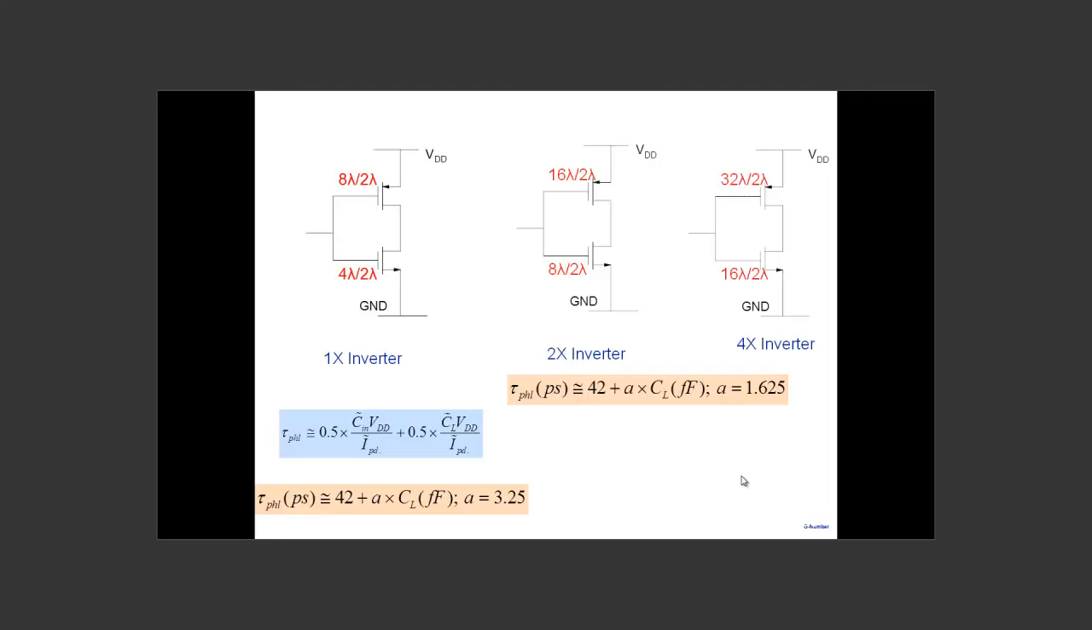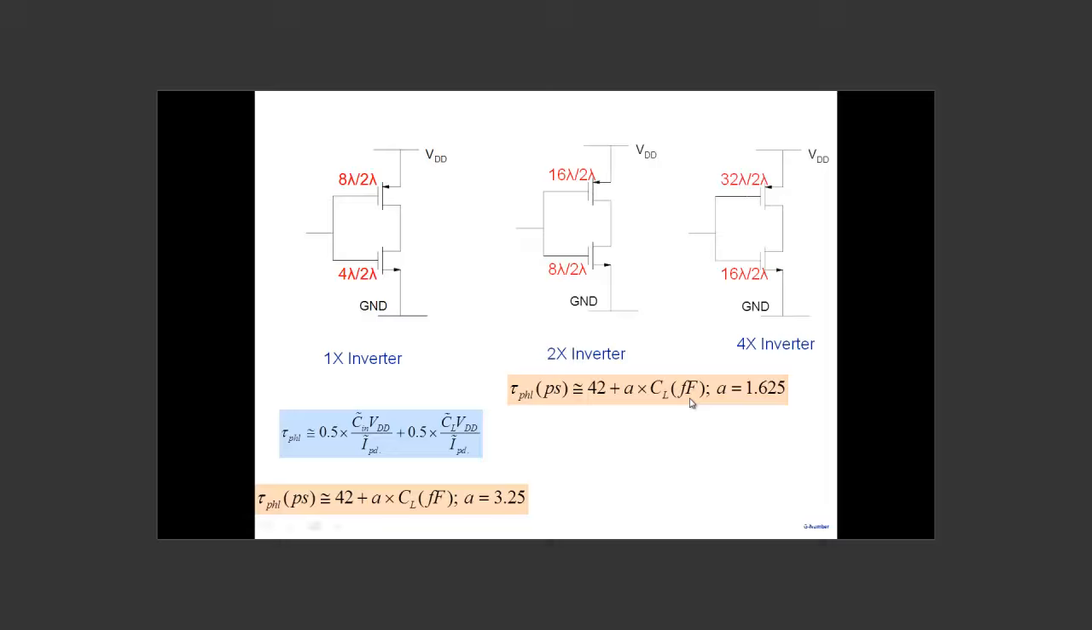Now, the issue is, why don't I make my inverter stronger and stronger, 4x and 8x? One is, of course, the area is increasing. As I go from 1x to 2x to 4x, the area of my inverter is increasing. So area is always important for us. But in terms of delay, you are saying, well, delay is improving. The intrinsic delay is remaining the same, and its ability to drive load is actually improving. So delay-wise, it appears as if it's improving. But there's one factor here.